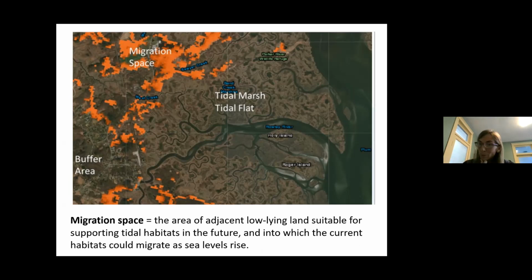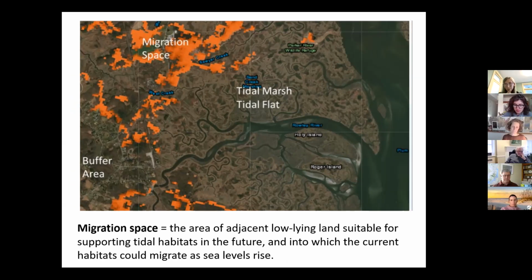Developed areas were excluded from the marsh migration space. Roads were excluded from that area. And obviously we have geologic features that, even though they're natural cover, are not appropriate migration space. So elevation, topography, and existing land use type all factor into what qualified as migration space.